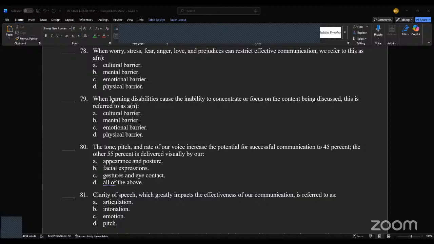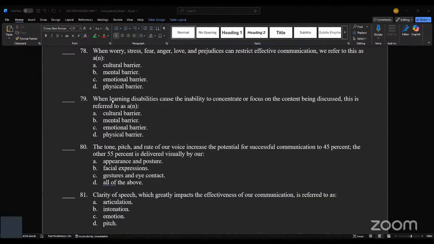79, when learning disabilities cause the inability to concentrate or focus on the content being discussed, this is referred to as a culture barrier, mental barrier, emotional barrier, or physical barrier. 79 is B, mental barrier, learning disabilities.